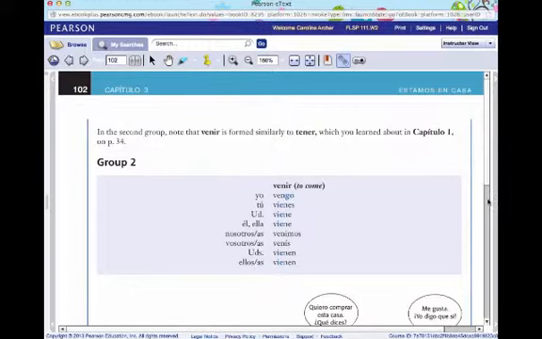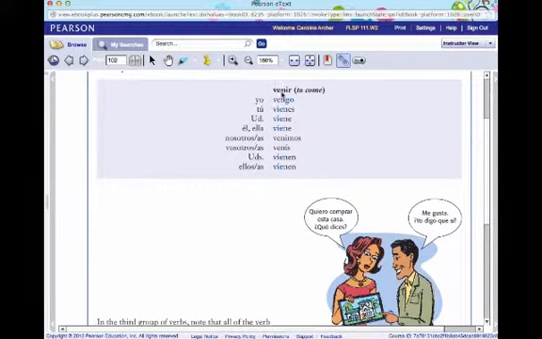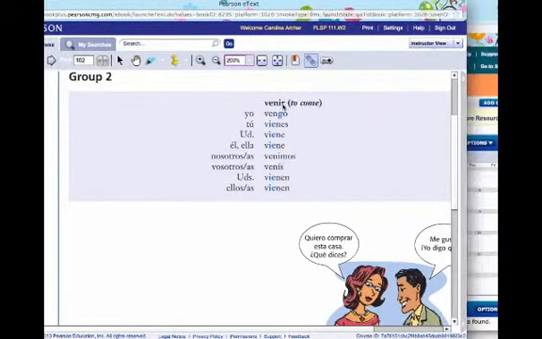Grupo número dos. Verbs like venir, an ir verb, a verb that ends in ir. The endings of the verbs are like the ones that you learned for the regular verbs. The yo form changes a little bit because you have to add a G-O, not just an O. You can't just drop the ending and add an O like with regular verbs. You have to add a G. So the yo form is very particular.